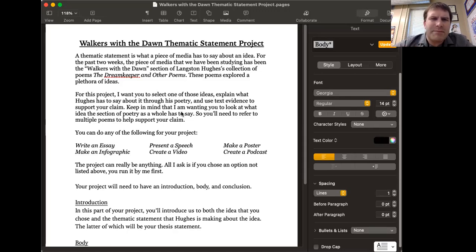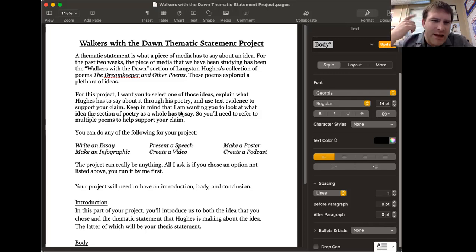For the past 2 weeks, we have been studying the Walkers of the Dawn section of Langston Hughes's collection of poems, The Dreamkeeper and Other Poems. These poems explore a plethora of ideas. For this project, I want you to select one of those ideas and explain what Hughes has to say about it through his poetry.